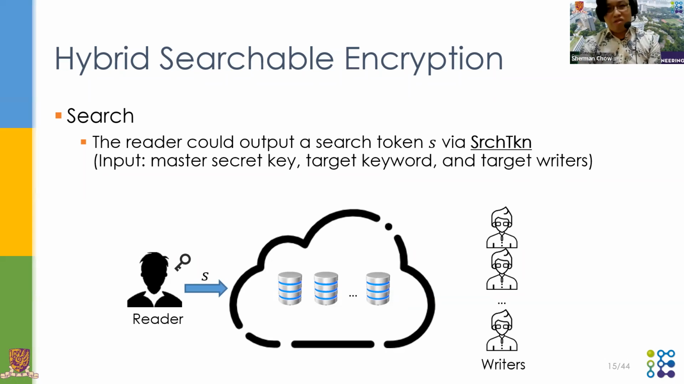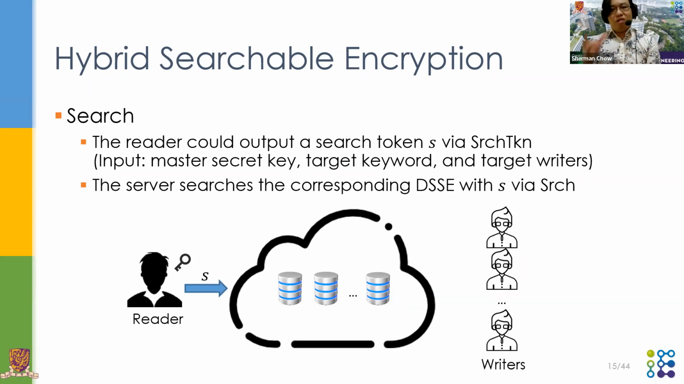The reader uploads this search token S, and then the server uses this S over all these DSSE instances, or the whole HSE instance as a whole, to process the search through a search algorithm. Then afterward, eventually the reader can get back the corresponding file. So yes, that is the functionality.